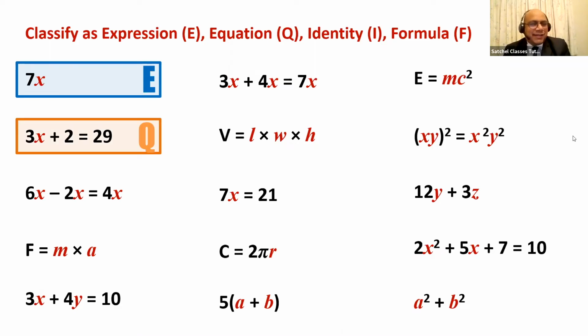Next, 6x minus 2x equals to 4x. As you know, left hand side is 6x minus 2x, which is 4x, and right hand side is 4x, which means irrespective of the value of x, the left hand side and the right hand side will always be equal, and hence that's an example of an identity.